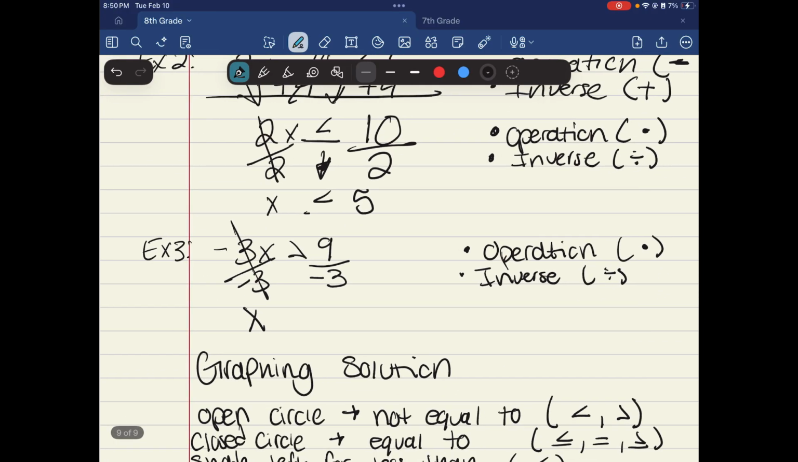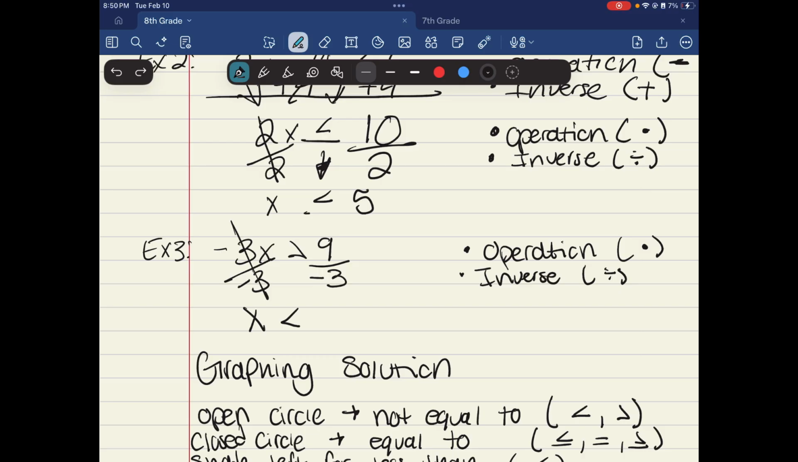Now with this one, I'm going to flip my sign. So right now it's a greater than sign. It's now going to be a less than sign. Why? Because I divided by a negative number. This only applies if you're dividing by a negative number. If this 3 was positive, you wouldn't have to do that. It's only because this is negative.